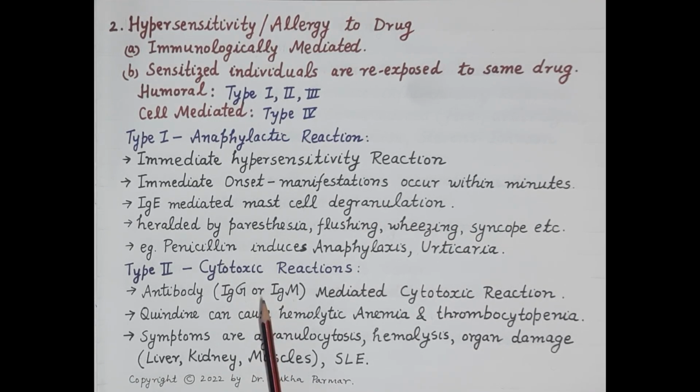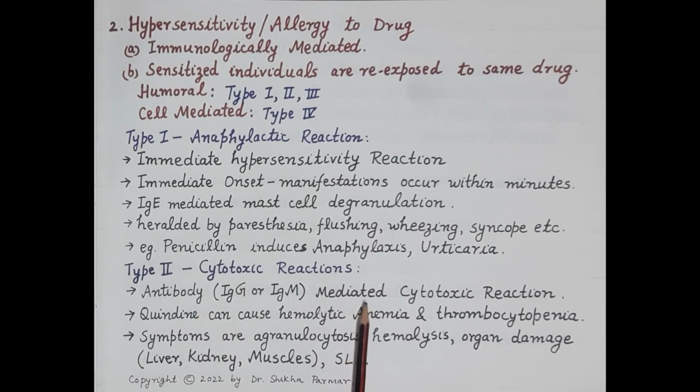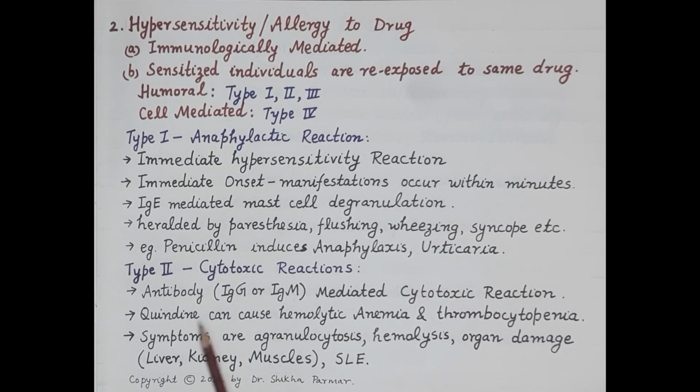Antigen-antibody reaction occurs on the surface of the cell, and this causes breakdown of the cell, resulting in these cytotoxic reactions. So, cytotoxic reactions are antibody-mediated cytotoxic reactions. For example, quinidine. Quinidine can cause rupture of red blood cells, and it can cause breakdown of platelets, resulting in hemolytic anemia and thrombocytopenia.